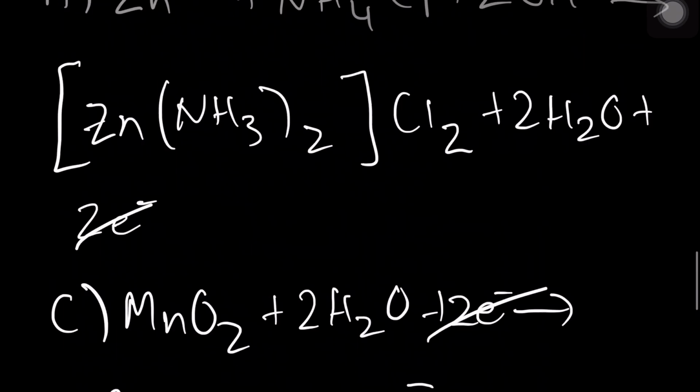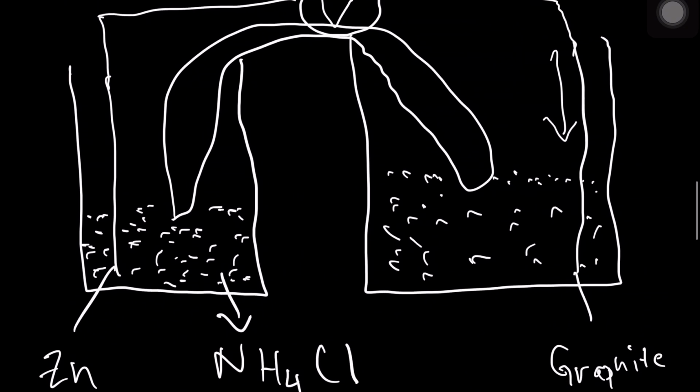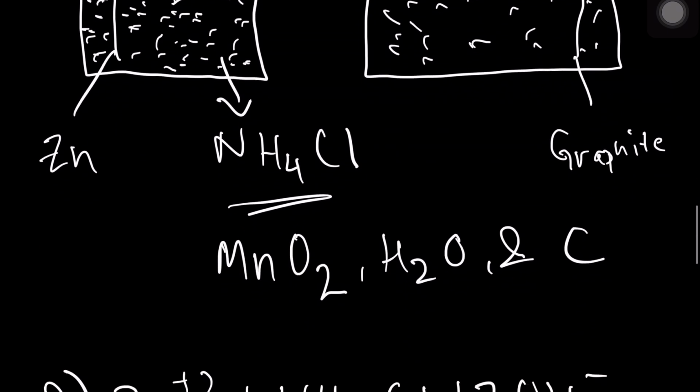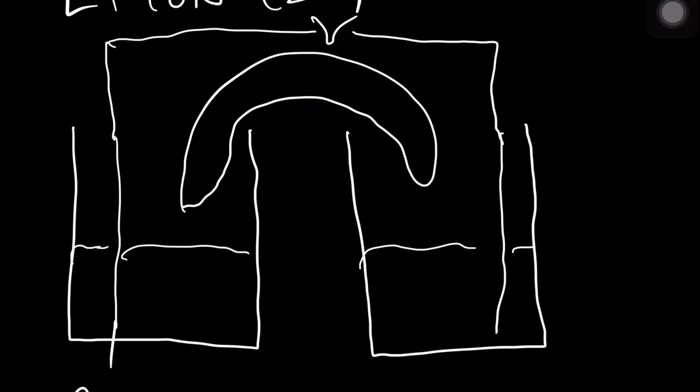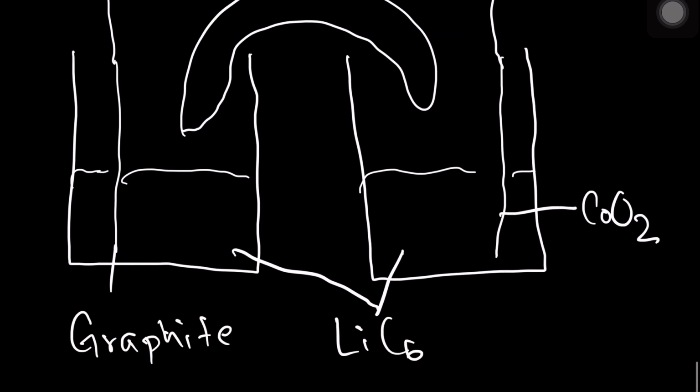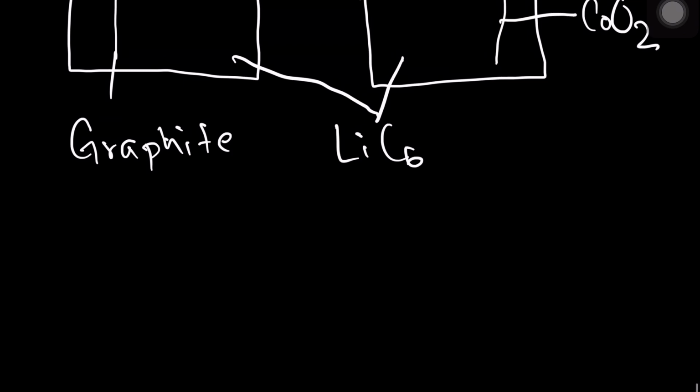Now here, the anode is graphite. You might have noticed that the cathode was graphite in the previous cell, but the graphite doesn't actually have any involvement in any of the chemical reactions. It is simply there to allow electrons to pass through because it is a conductive material. Now the cathode for this cell will be cobalt oxide, and the common electrolyte for both will be lithium carbide.